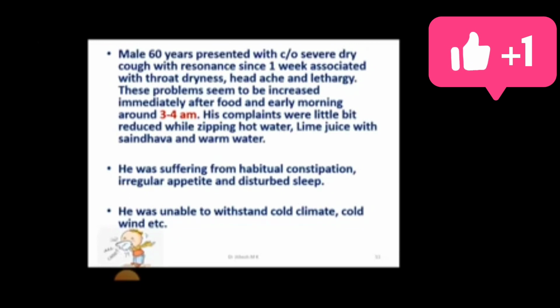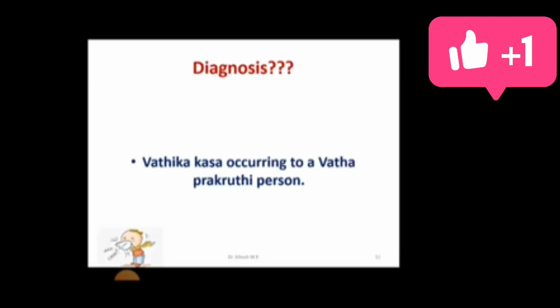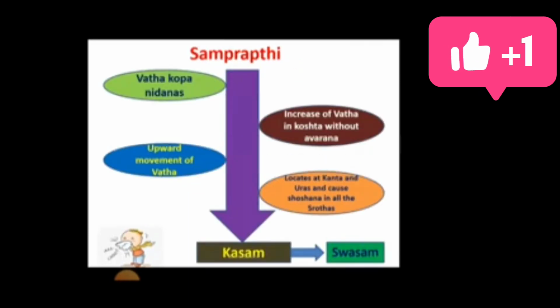Now we will go to the treatment, for Vatika kasa occurring in a Vata prakriti person. So the samprapti goes like this, because of Vata kopa nidanas. What are the Vata kopa nidanas? Tikta, ushna, kashaya, alpa, ruksha, pramita bhojana, dharana, udirana, nisha jagara, ati cha bhashana, priyadi viyoga, bhaya, shoka, chinta, vyayama, grishma, ahoratri bhuktante pragupyanti samirana. Because of these nidanas, there is an increase of Vata in the koshta without avarana.